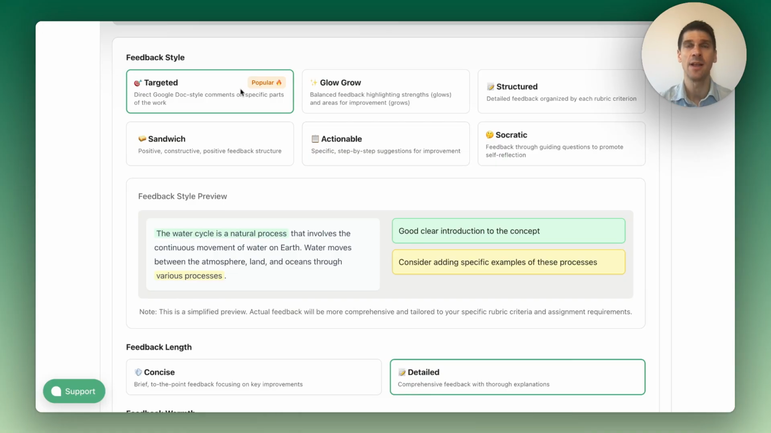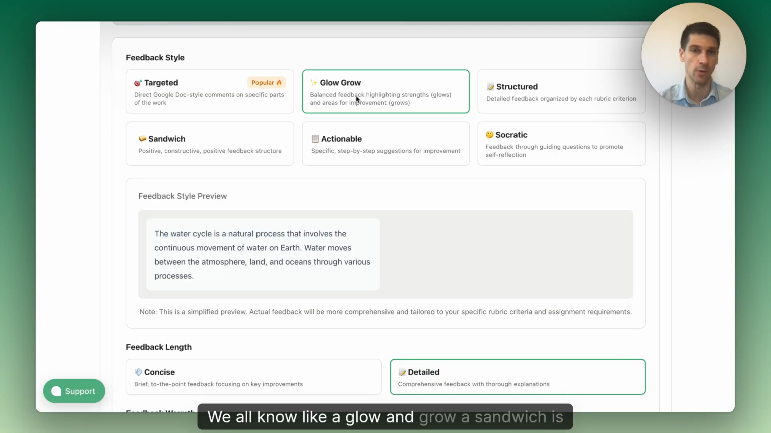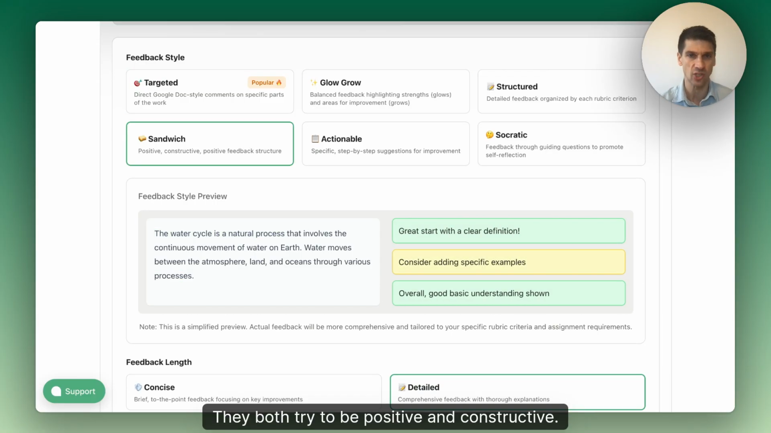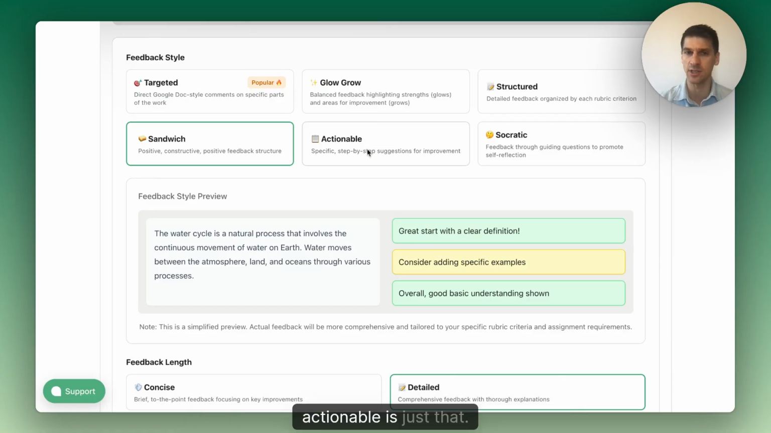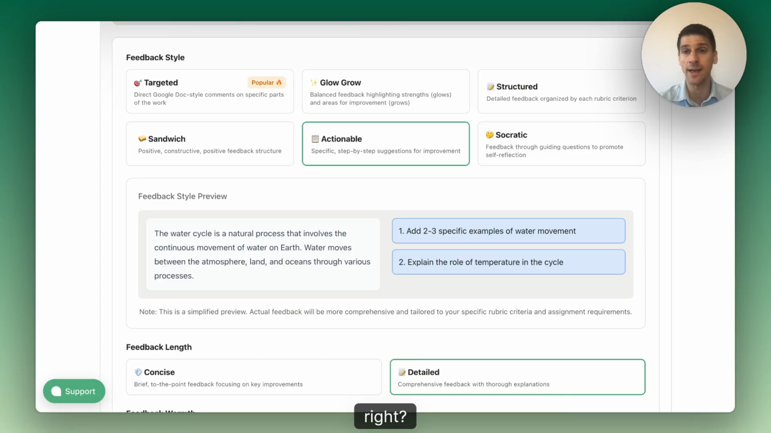It's very popular. It shows you a very explicit connection between the feedback that's given and the student work. It links them up, almost like hyperlinked. We all know a glow and grow; a sandwich is kind of similar, right? They both try to be positive and constructive. Actionable is just that: it gives step-by-step suggestions for improvement. It's almost like teaching the student again, right?